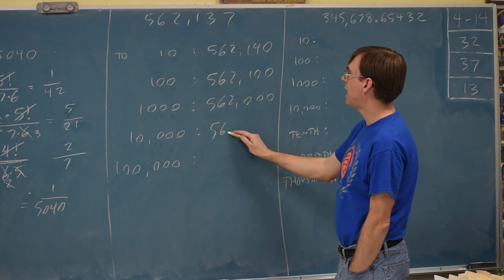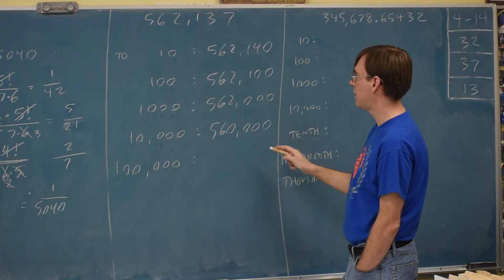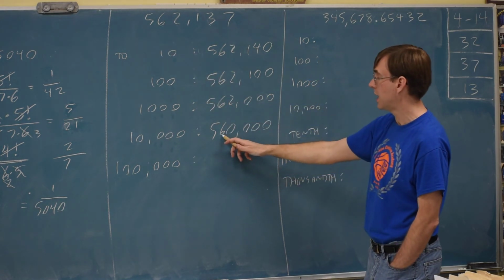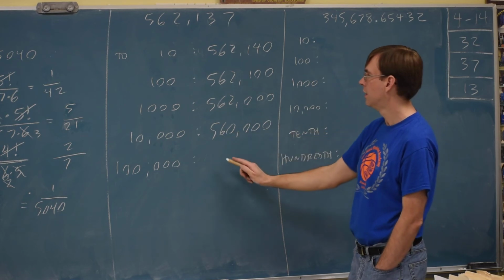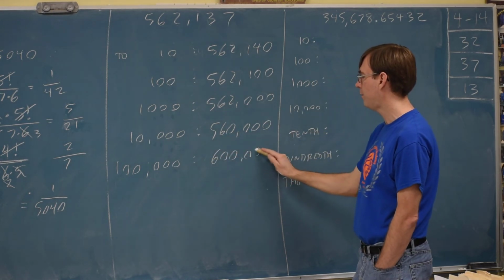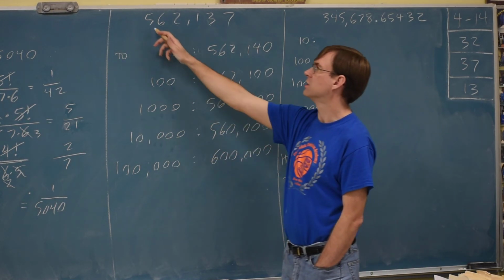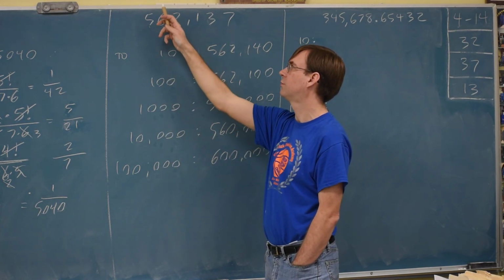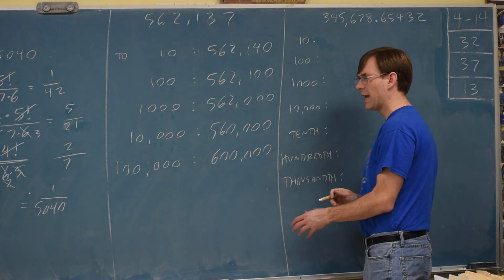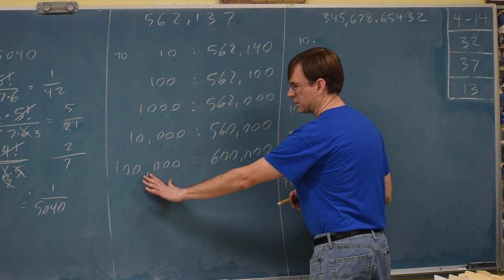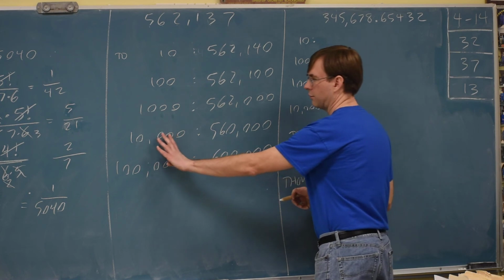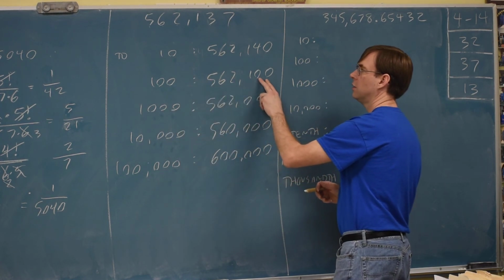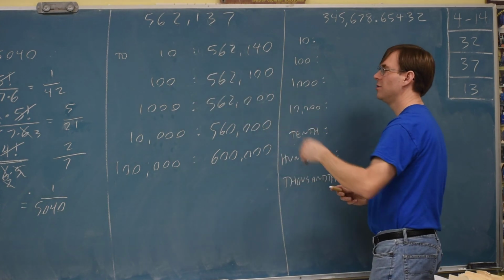10,000 would be 560,000. This is the 10,000s, and the 2 isn't big enough to change that, so leave it a 6. 100,000s would have to go up to 600,000, because the 5 is in that position from the 100,000s place. 6 pushes that up. So again, in a normal problem, 5 zeros matches 5 zeros. 4 matches 4, 3 matches 3, 2 matches 2, 1 matches 1.